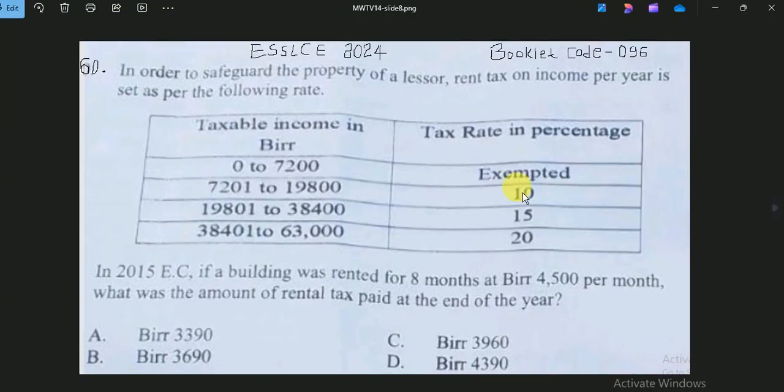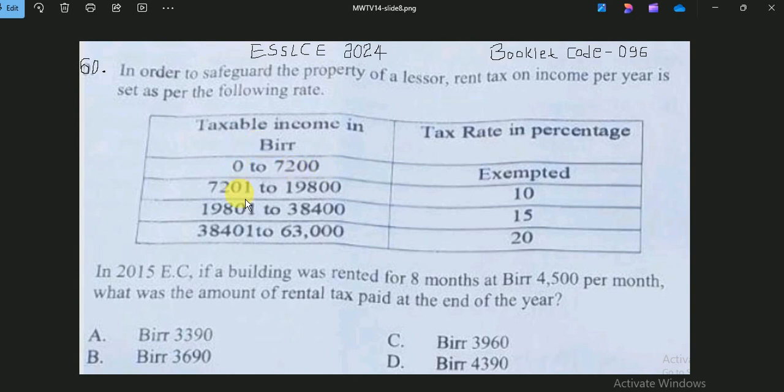Last problem for this video is this one, problem number 60. In order to safeguard the property of a lessor, ማለት አከራይ, rent tax on income per year is set as per the following rate. This is about rental tax. There are different types of taxes. This problem is about rental tax.